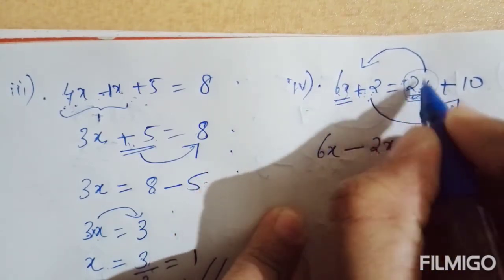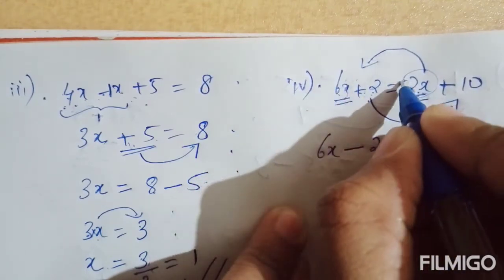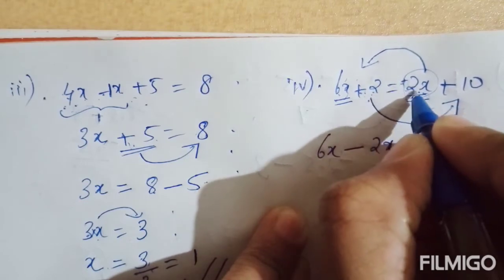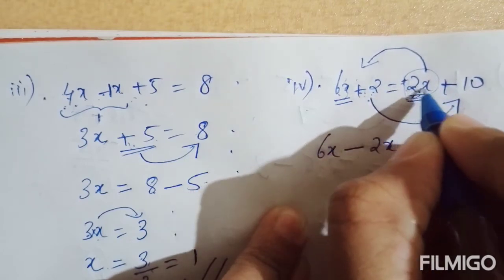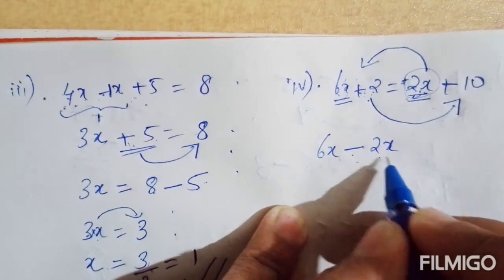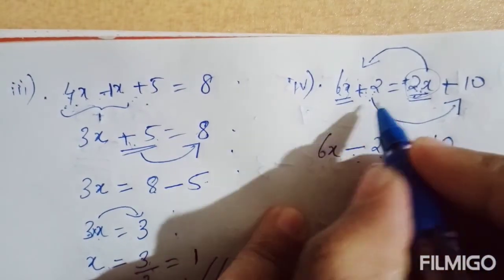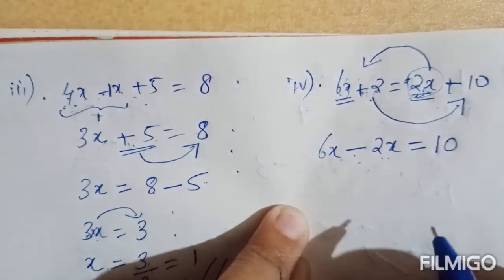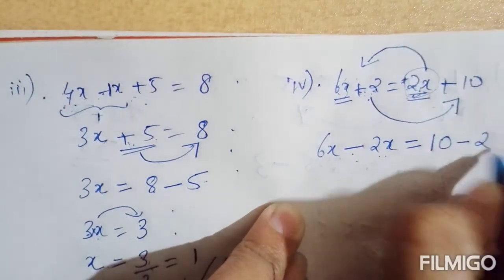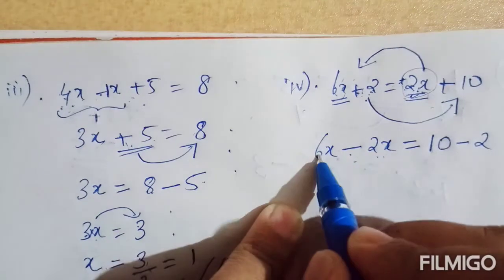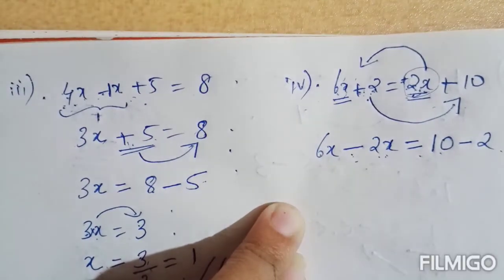Okay, this 2x is being brought over as a whole. So it is actually positive 2x. So positive 2x on taking to the other side it will be negative 2x, equal to, here on the right side 10 is there, plus 2 we are taking to the other side. So that will be minus 2. Okay, 6x minus 2x equal to 10 minus 2.